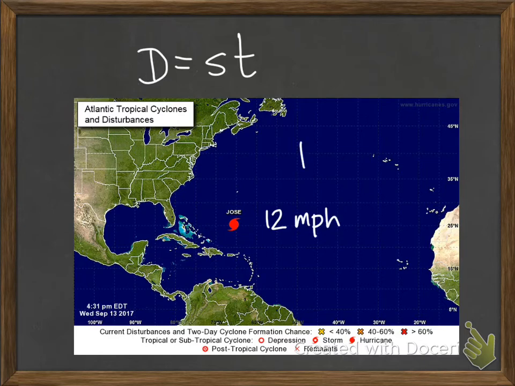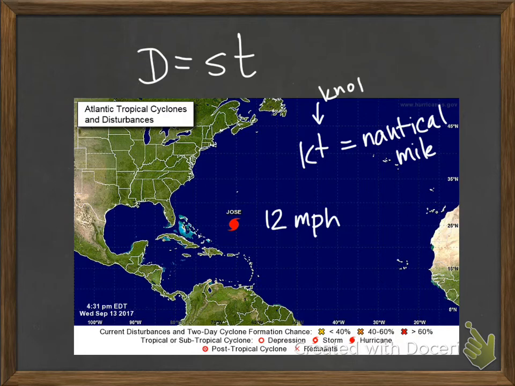A knot, by the way, is a nautical mile. That's not K-N-O-T. We talk more about that in the distance video. But they'll usually give you the speed. And then they'll also give you the location. Well, from its location, let's say it was headed for this point here.